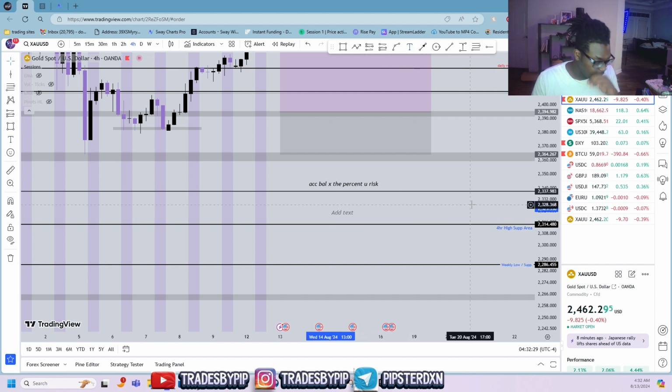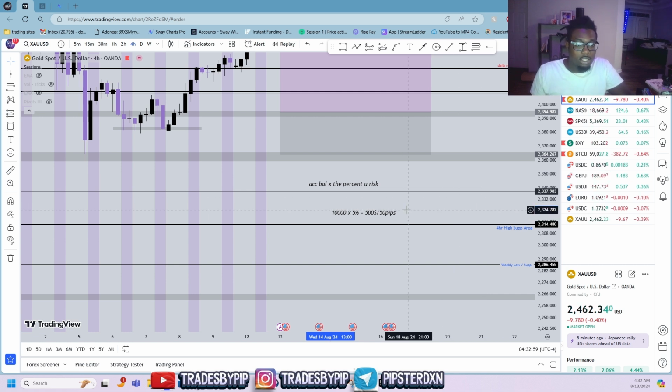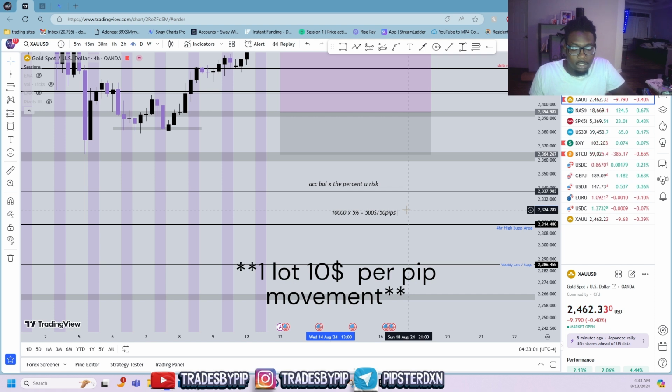So if I was to do an example, we could do a text. If I was to do a $10,000 account, risking 5%, that's $500. And let's say I'm risking 50 pips. If you do the math on that, I'm pretty sure that's just 10 lots, if I'm not mistaken. Yeah, that's just 10 lots.